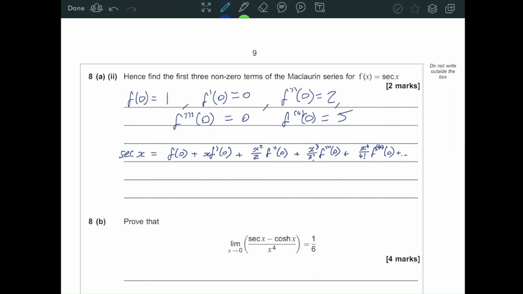The f dash and the f triple dash are both going to give you 0 terms, so they're disappearing. So the f of 0 is 1, plus the x term disappears, the x squared term, the 2's cancel, 1 plus x squared. The x cubed term disappeared. The x to the 4 term looks really unpleasant. It's 5 over 4 factorial, which is 24, x to the 4. And it does keep going, but all the odd terms, by look of it, are going to disappear. And all the even terms survive.